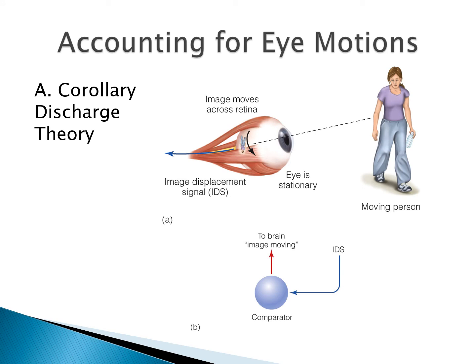So for corollary discharge theory, if what I'm receiving is an image displacement signal only, I'm going to perceive movement. So in this case, the eye is stationary. There's a moving person. You can think of this as a bird flying across your field of view or a ball or whatever. Your eyes are still and something's moving across the retina. In that case, we have this image displacement signal, the IDS. The comparator gets that signal and then it communicates to the brain there's an image moving. There's movement out there.